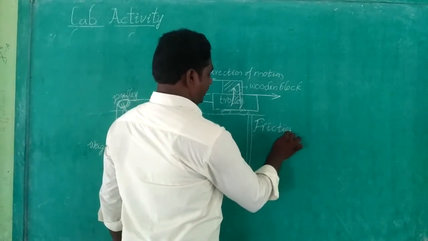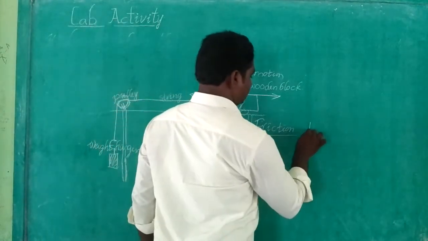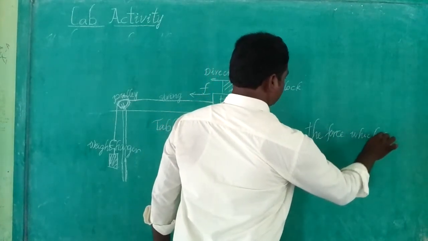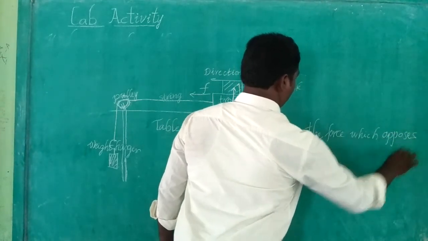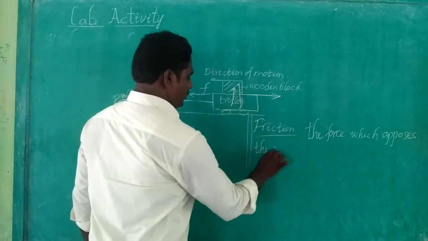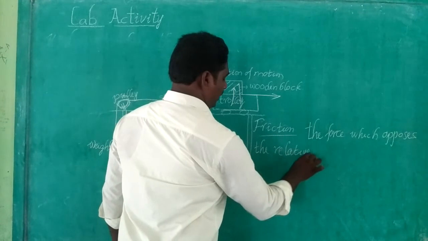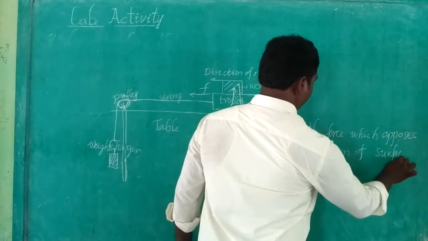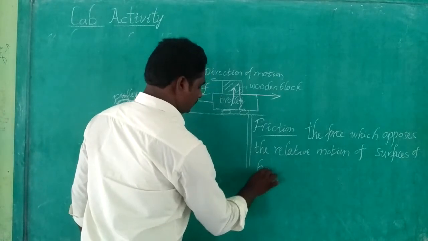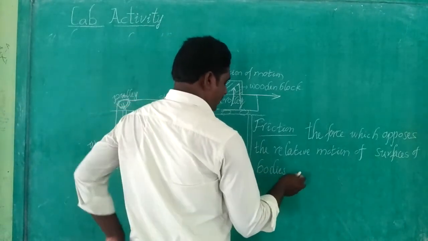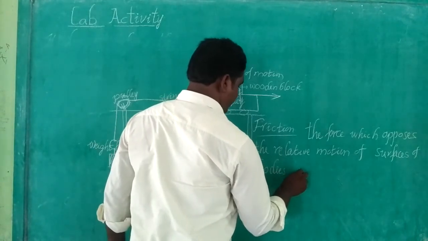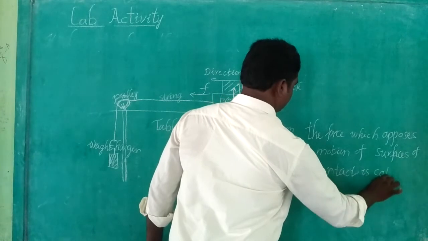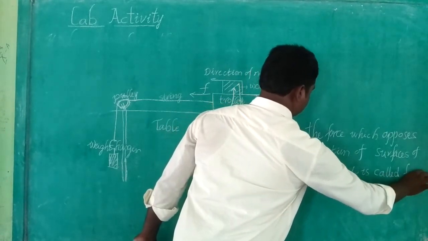Okay, what is friction? Friction means friction force, the force which opposes the relative motion of surfaces of bodies in contact is called friction.